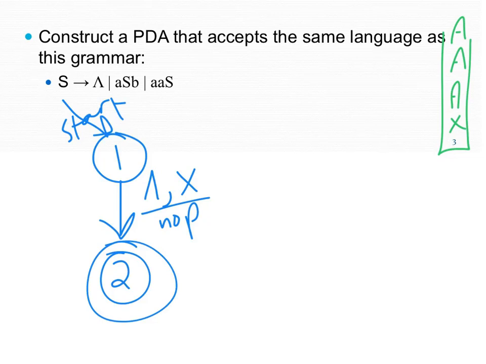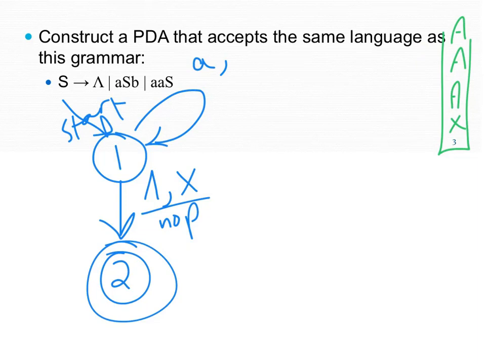I guess state 1 for me right now is sort of the state where I'm processing the A part. So I'm going to say, all right, if I see an A, I don't really care what's on the stack. Whether I'm trying to process this kind of stuff, I see an A or an X, it doesn't really matter. So what I see, I still want to put another A on top.